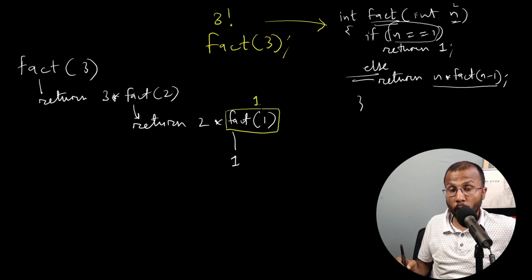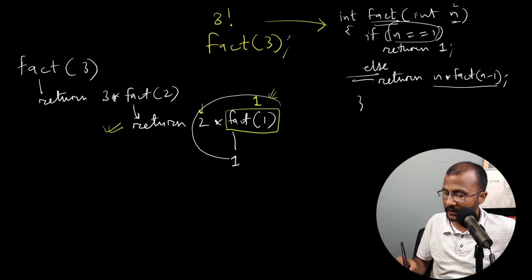So once the value 1 is received by this part, now this statement has received all its values, right? This multiplication operator has received the left hand value, and the right hand value is also calculated, which is 1. So this statement is now finally going to be completed. It will be executed, and the answer of the multiplication, 2 times 1, is 2. So this is as good as return 2. So this entire thing is replaced by 2. Okay, so now it will return 2 to wherever it was called.